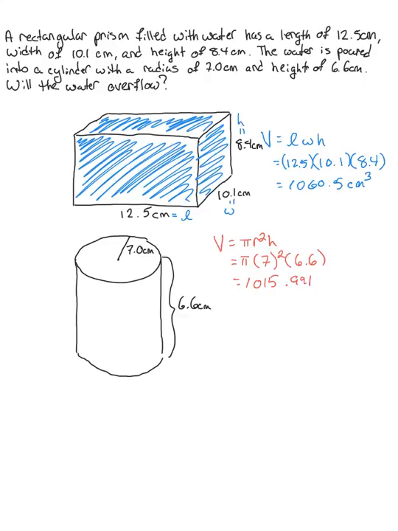So if we pour the water into the cylinder, it's going to overflow because the volume of the cylinder is less than the volume of the rectangular prism. When we pour it in, we're going to fill it up, and then we're going to have that little extra that will overflow. And so the question was, will it overflow? Yes.